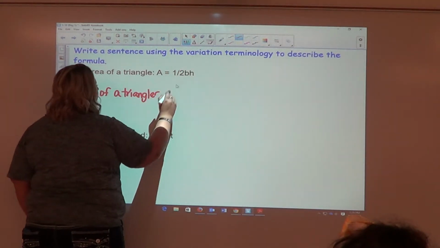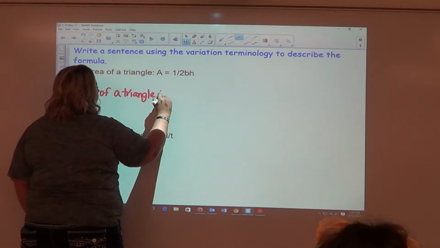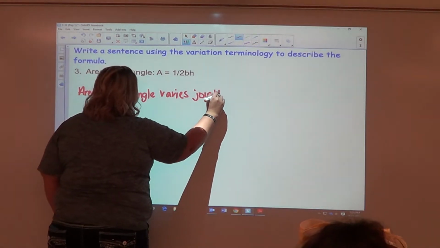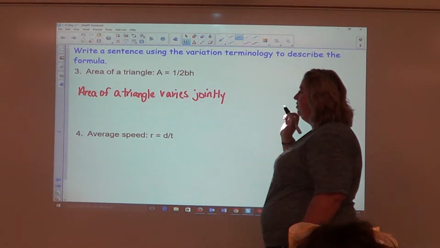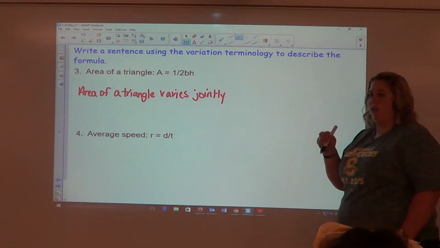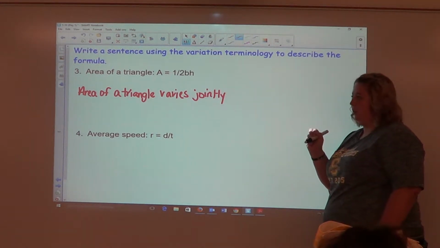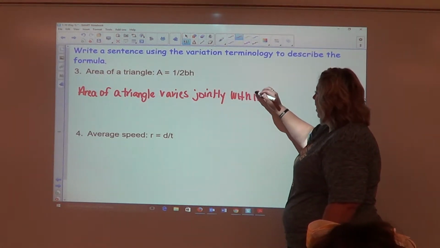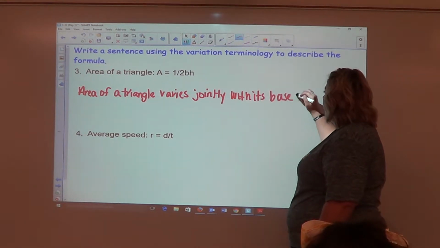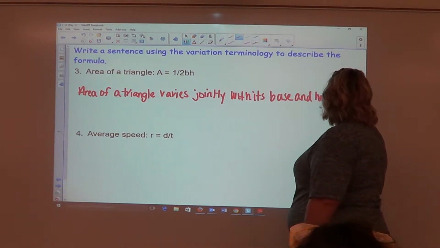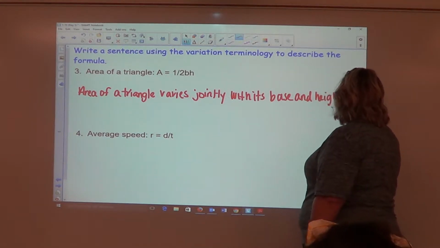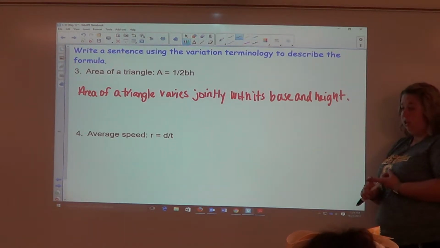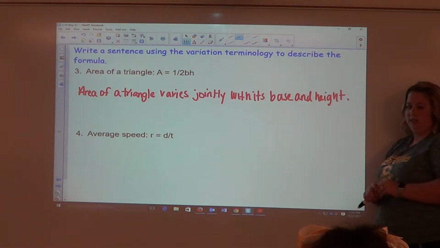Oops, not triangle. The area of a triangle varies jointly. Okay, and another way you could just, instead of saying varies jointly, you could say is jointly proportional to. Those mean the same thing. So the area of a triangle varies jointly with its base and height. And that's your sentence. Okay, so the first part you're writing an equation. This part we're writing a sentence.